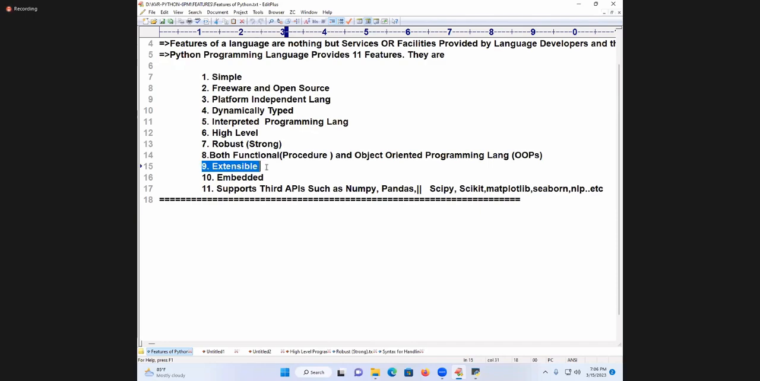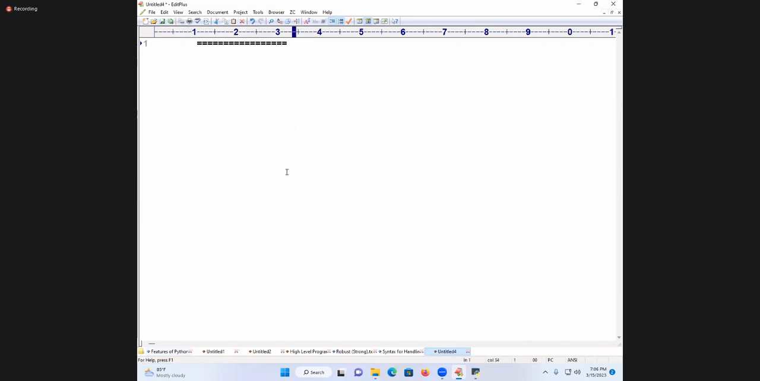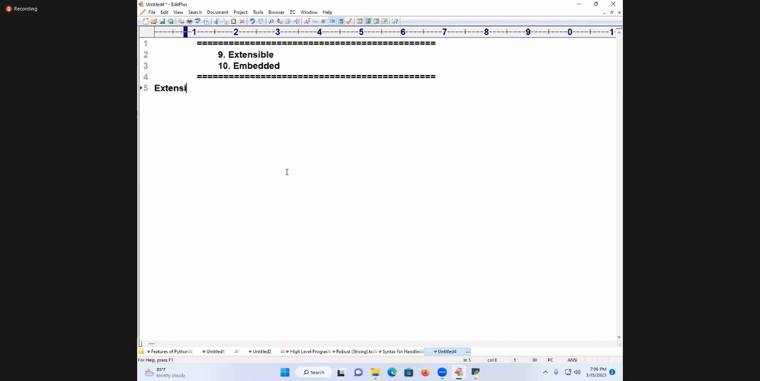Next, I'm going for what? Extensible and embedded. Both of them are interrelated to each other. Let me talk about both of them here. Embedded and extensible here. Easy, coming to the point of it. Extensible and embedded. First, I will talk about extensible. What do you mean by extensible?